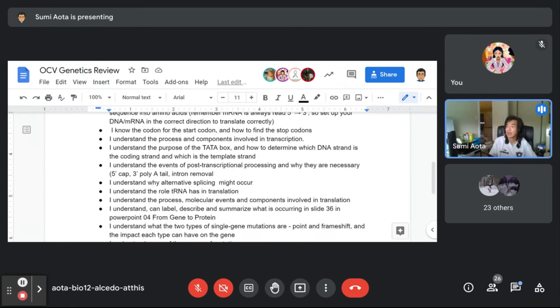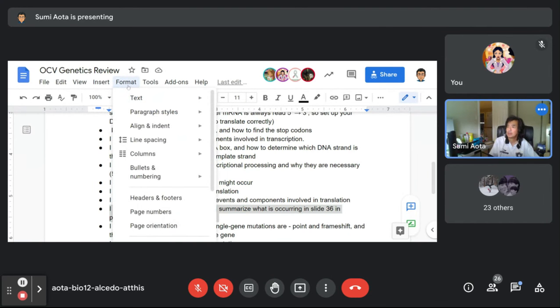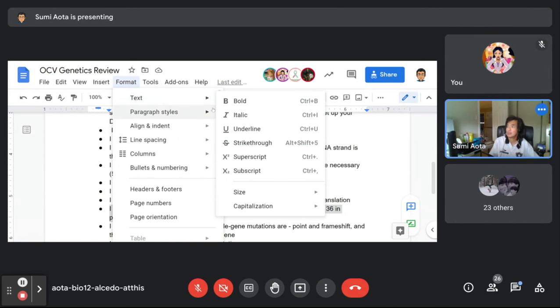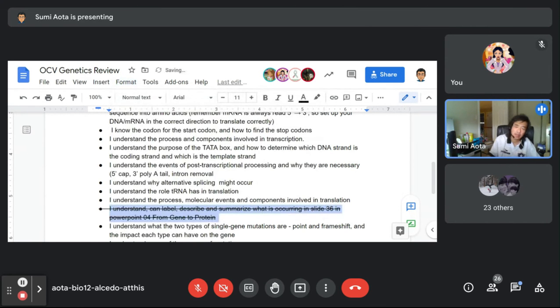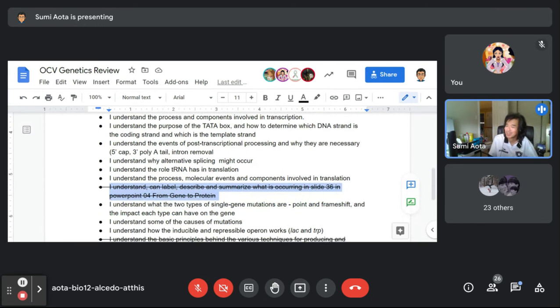You understand the role of tRNA in translation. You understand how translation works inside the ribosome. I probably won't have you do this actually, because I'm not going to have a diagram in the test that you have to label. So I wouldn't worry about labeling diagrams. But you should be able to summarize what's going on. You should know what slide 36 implies.